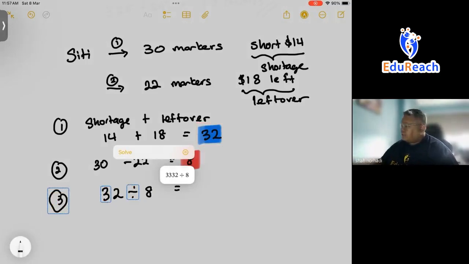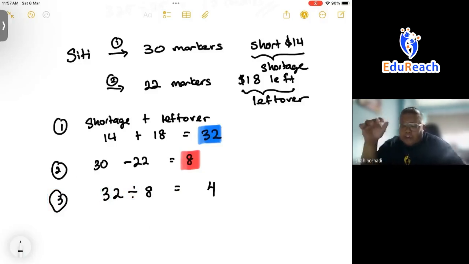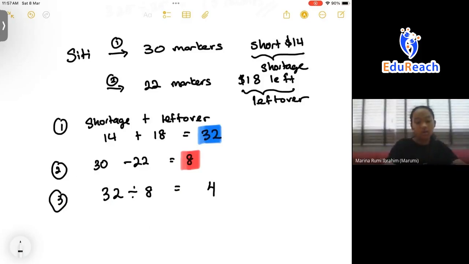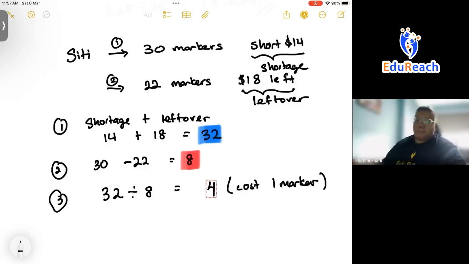So the answer is 4. But we need to know what this 4 is about. Who can give me the answer? What do you think this 4 means? Cost of one marker. Very good. Maya says it is the cost of 1 marker. So we know that the cost of 1 marker is $4.